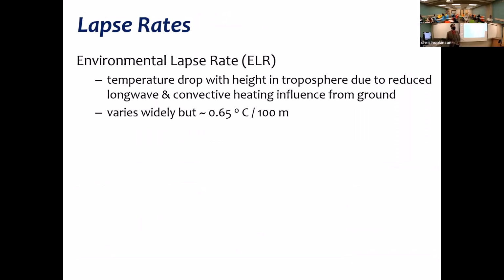And so lapse rates is one thing we need to understand. Again, 2300 terminology. So the environmental lapse rate, we've all come across this. This is the natural reduction in temperature as we move up through the atmosphere. So anyone that's gone on a hike in the mountains knows that you get to the top of the mountain and it's colder. It's a natural process, and it's all associated with the reduced long wave and convective heating influence in the atmosphere as you get higher in the atmosphere. It is highly variable, but somewhere between 0.6 and 0.7 degrees per 100 meters of altitude gain.